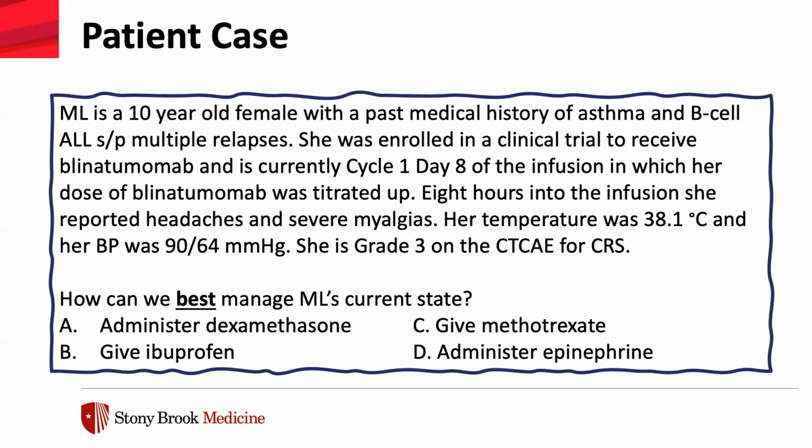8 hours into the infusion, she reported headaches and severe myalgias. Her temperature was 38.1 degrees Celsius, blood pressure 90/64, and she was deemed to be grade 3 on the CTC-AE for cytokine release syndrome. Now, how can we best manage ML's current state?